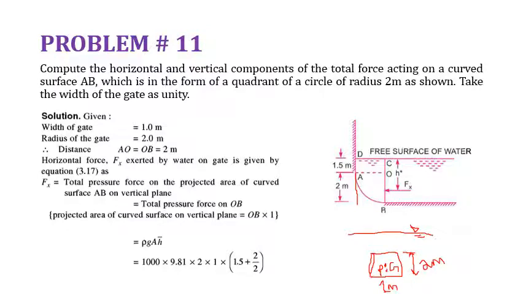So using the same formula, which is rho G A H dash, and in this case H dash will be 1.5 plus 2 by 2. I hope this part is clear to you guys, and the area will be 2 into 1. So from here you will have the Fx component.